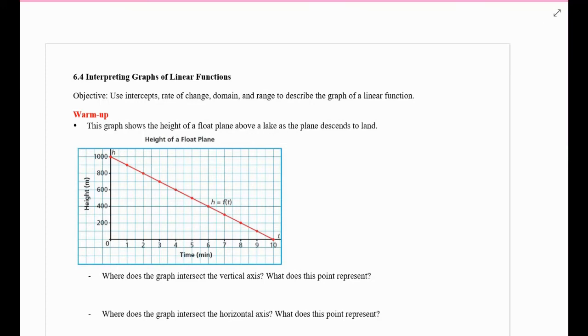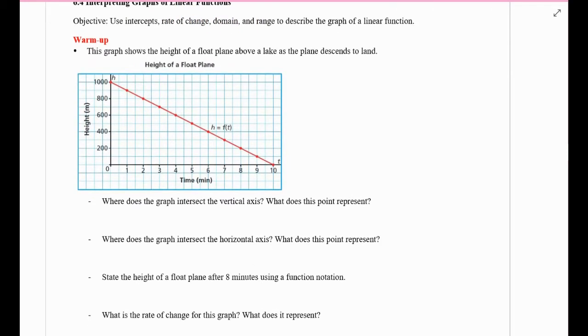Today we're going to learn how to interpret graphs of linear functions. So today what we're going to learn is intercepts, how to use intercepts, x and y intercepts, rate of change, domain and range to describe the graph of a linear function.